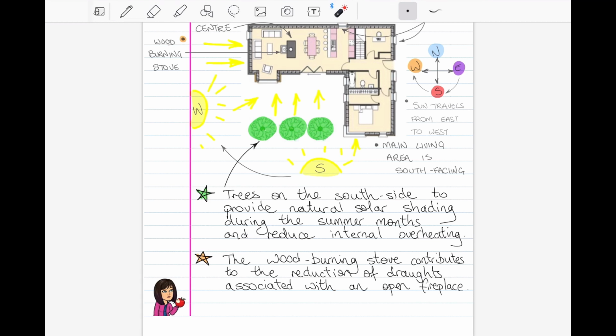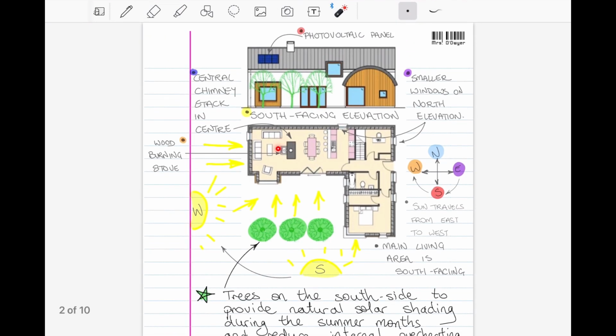Next thing I put in, I said, look, there's a wood burning stove, and what does it do? It contributes to the reduction of drafts associated with an open fireplace. A wood burning stove, remember, is a closed unit. There it is there in the center of the house, and it helps reduce drafts because of that.